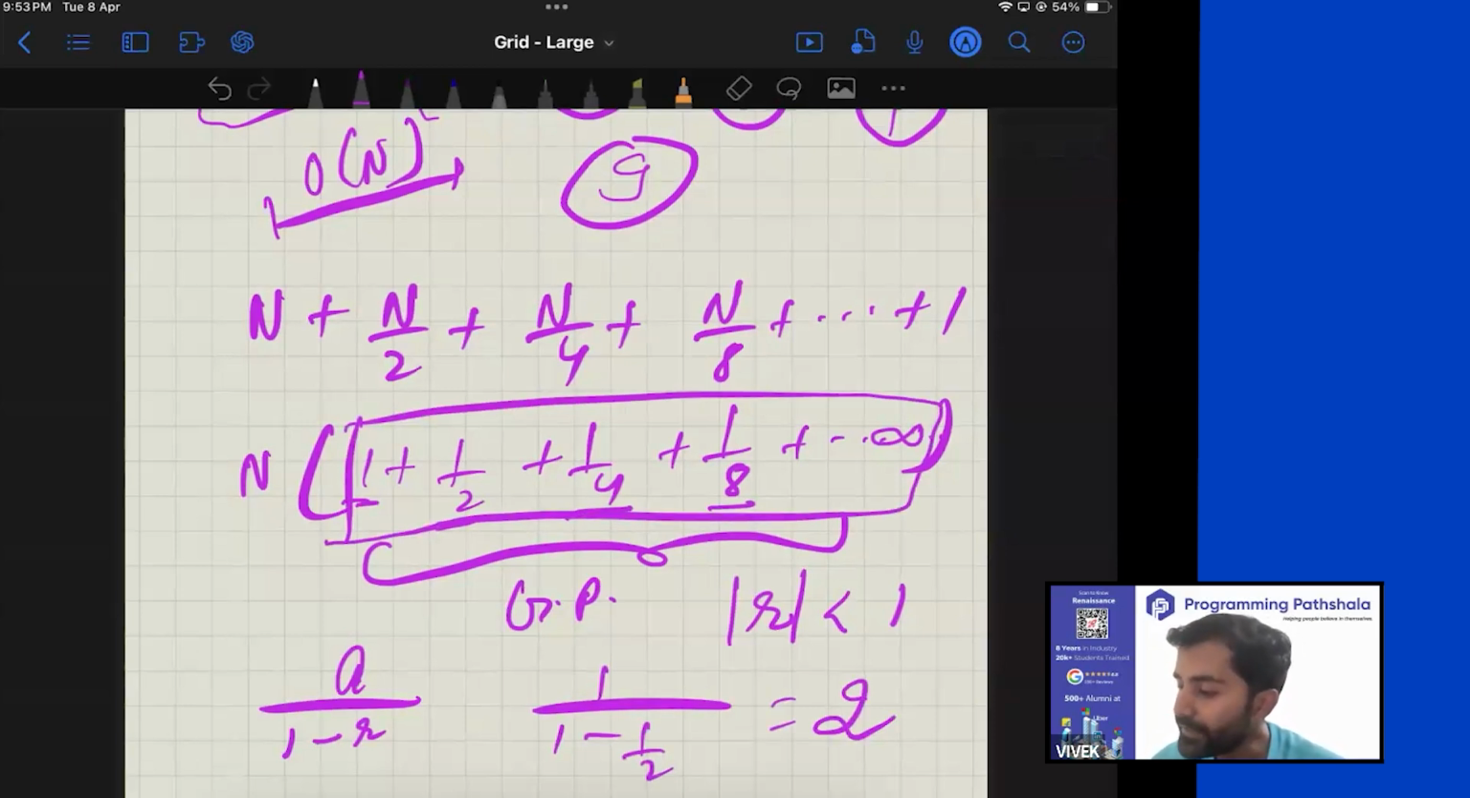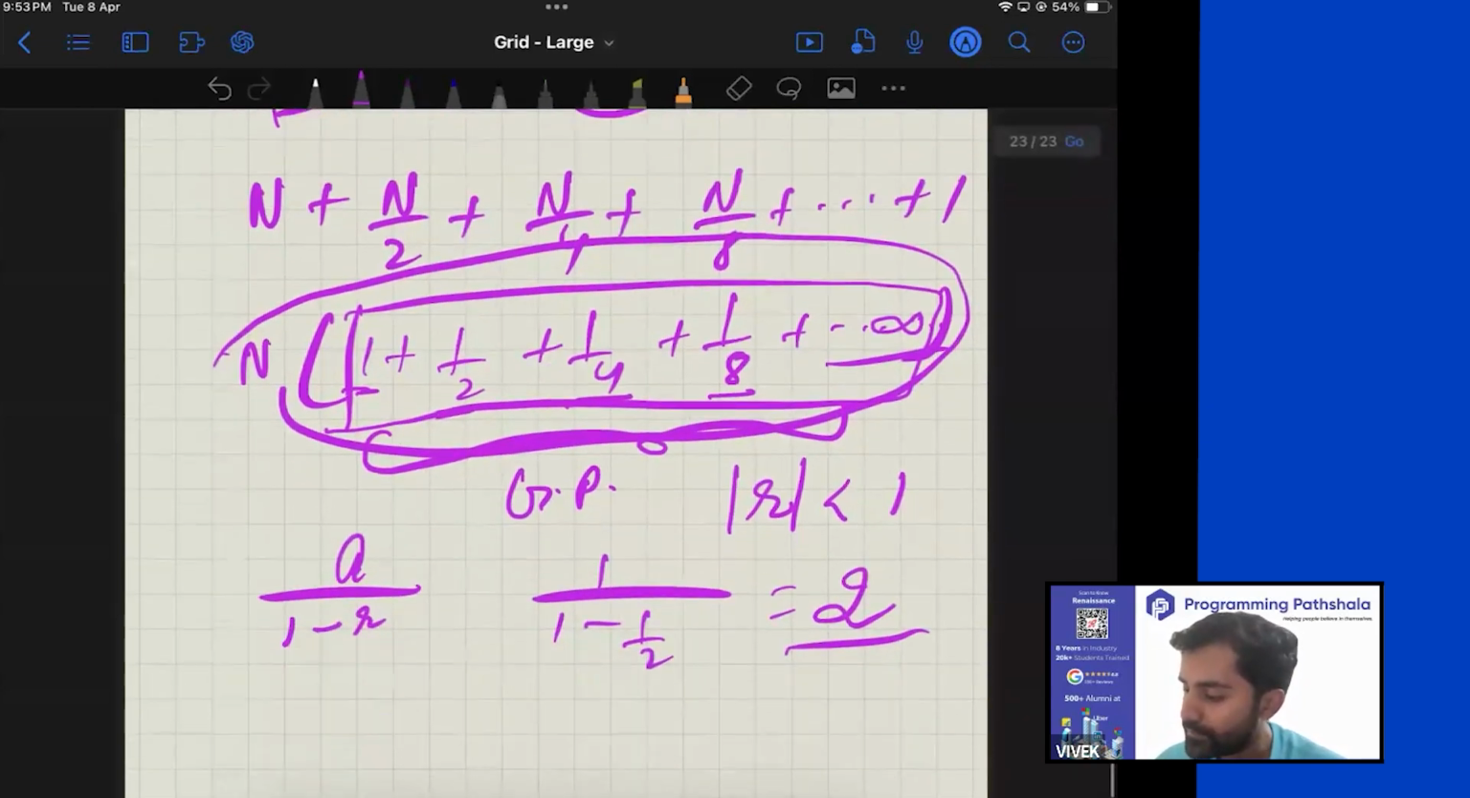In fact, it will never be equal to 2 also, because it will be equal to 2 only when there are infinite terms. And infinite is just a theoretical concept. It is not a practical possibility, right? But anyways, the maximum value of this expression is 2n. In fact, it will not be 2n, it is approximately 2n. It will always be smaller than or equal to 2n, right?